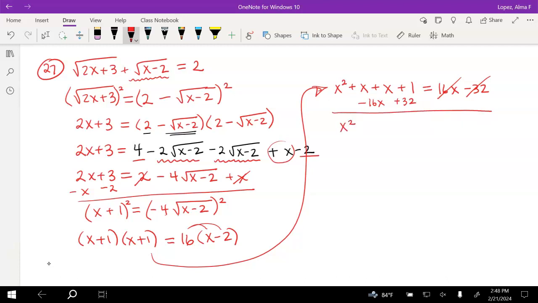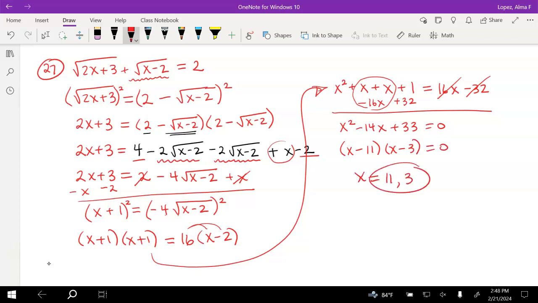Now we're left with x squared. After combining all the x's, I'm going to get minus 14x and plus 33. That is a type 1 trinomial, which factors into x minus 11 and x minus 3. So we get 2 x values, an 11 and a 3. Let's look at number 30 next.